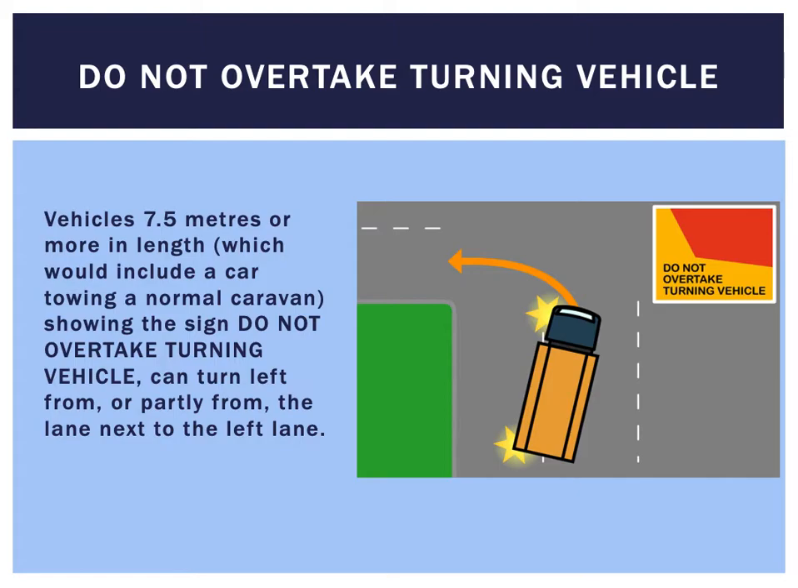Vehicles 7.5 meters or more in length, which would include a car towing a normal caravan, showing the sign "Do not overtake turning vehicle," can turn left from or partly from the lane next to the left lane.